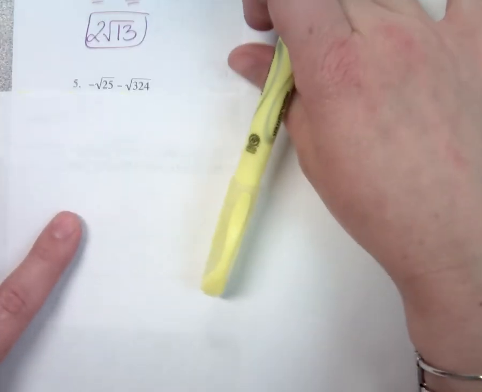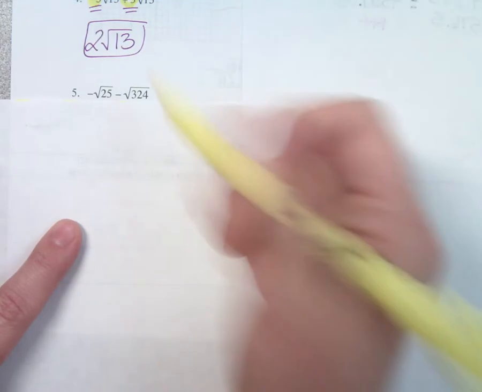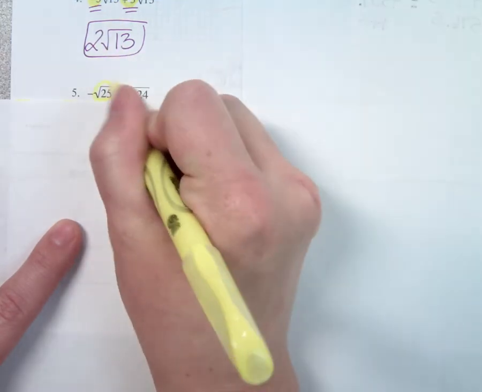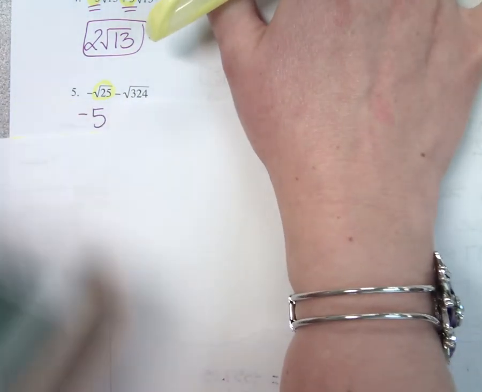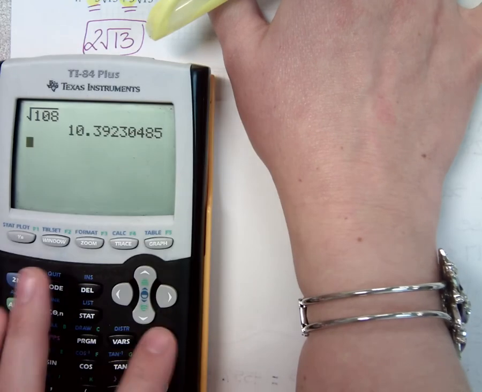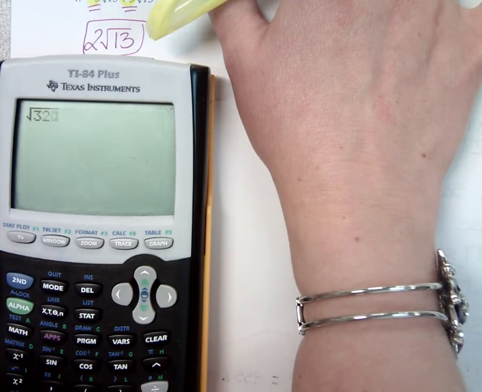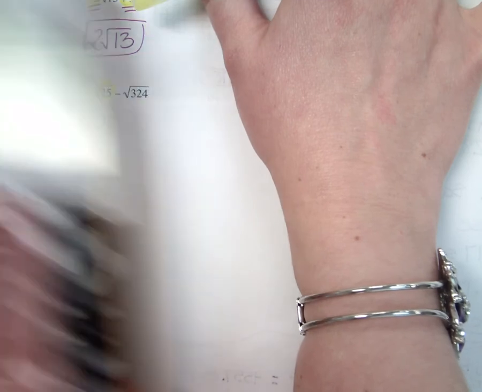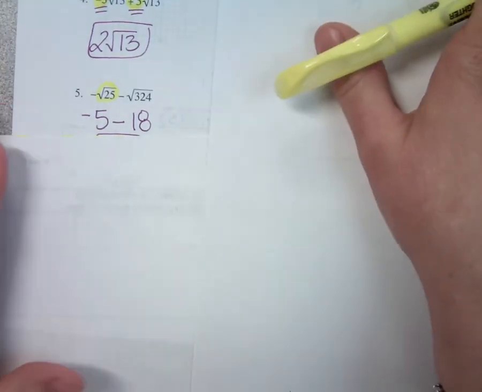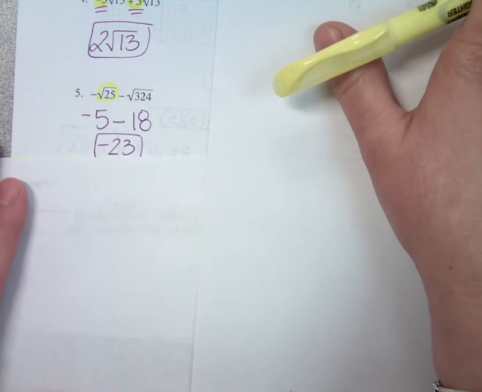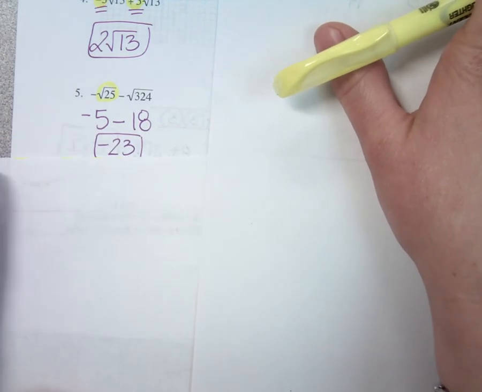Okay, number 5. I know that 25 is a perfect square, so the square root of 25 is a pretty little 5. The square root of 324, that one I'm not so certain about, so I'm just going to try it. Square root of 324, that's a pretty little 18. So minus 18. And then I can combine like terms and get a negative 23.